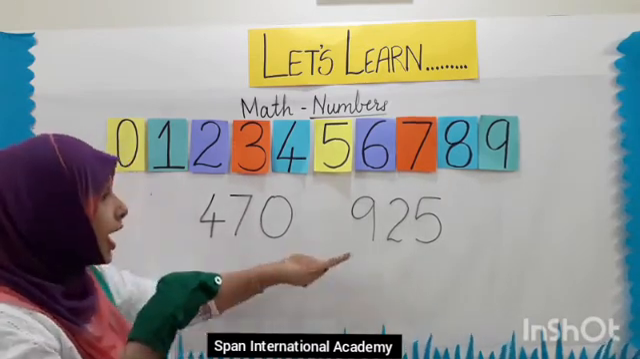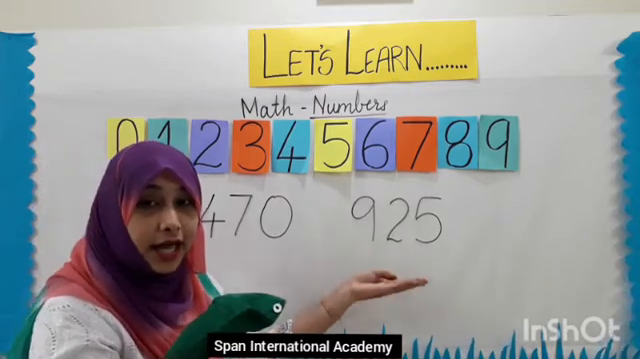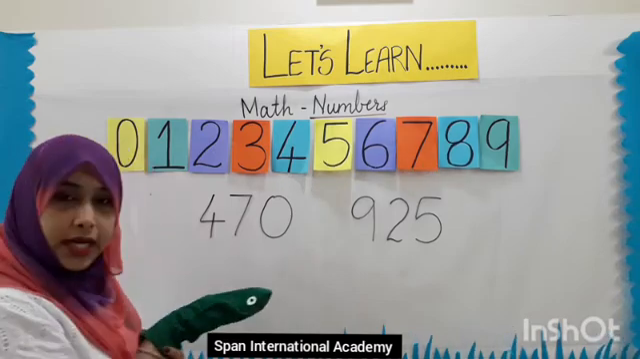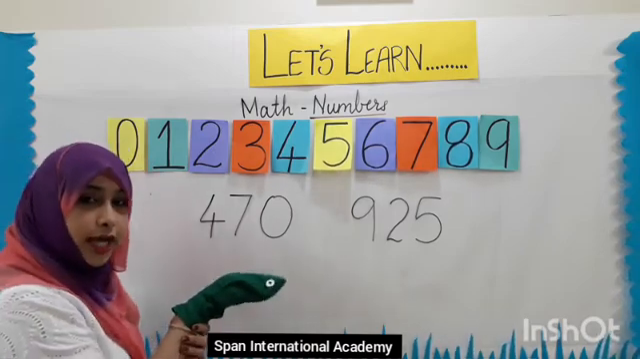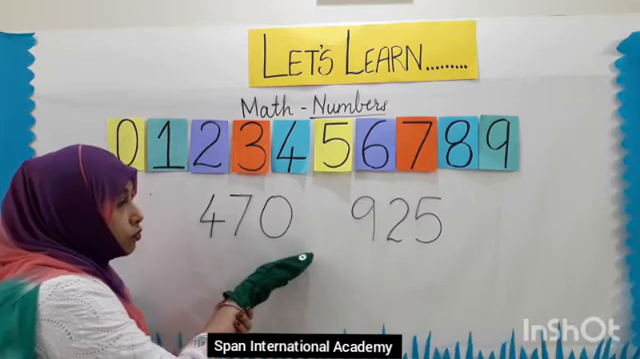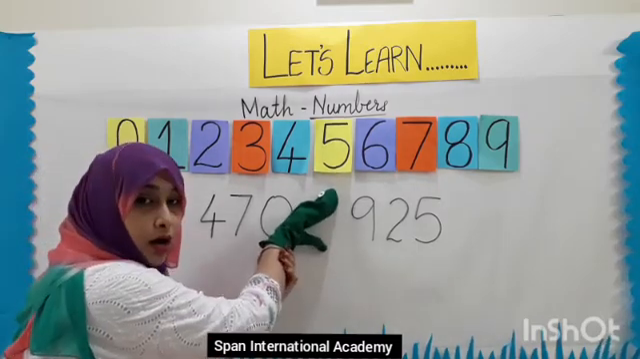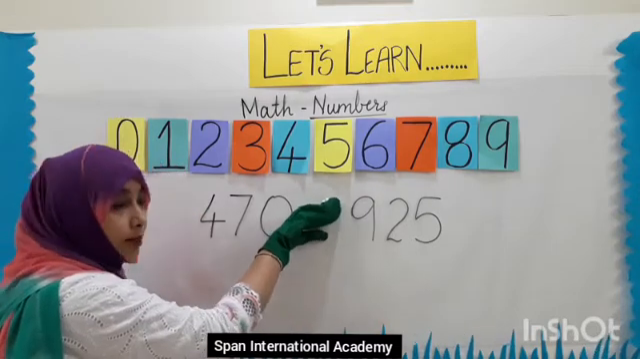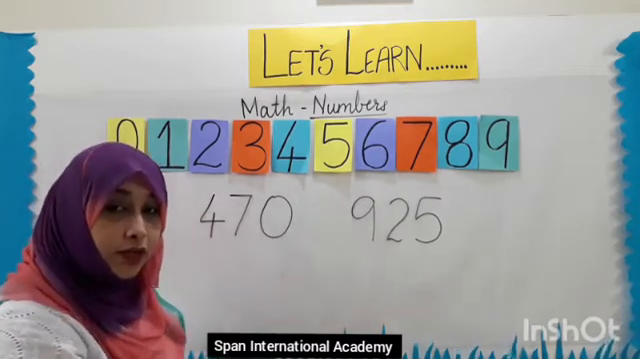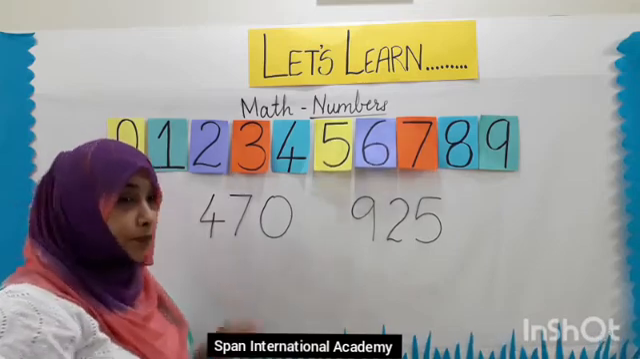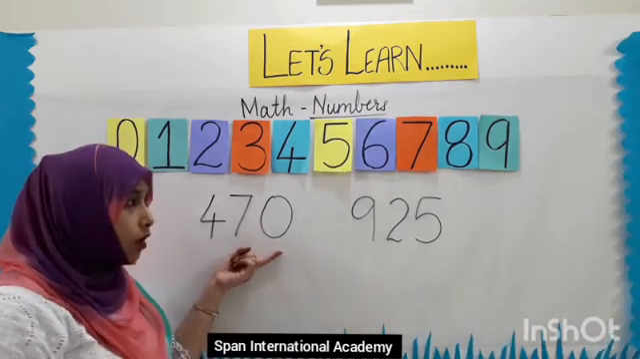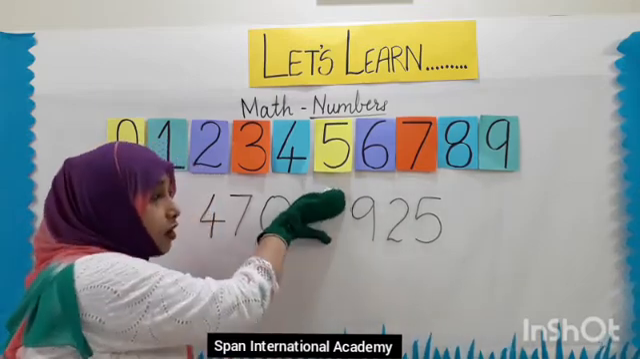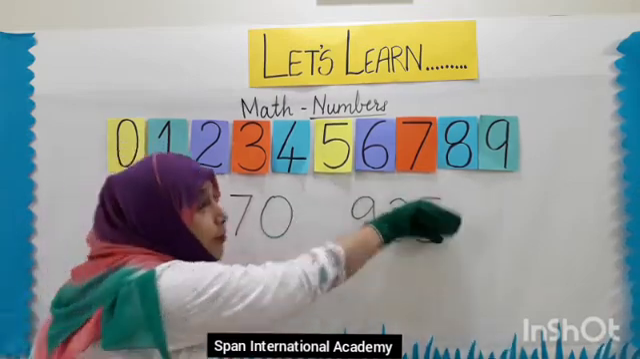470. And the other number is 925. So which is the greatest number? Where should this crocodile go? Oh, should it eat this number? Or the crocodile should eat this number? Which number should the crocodile eat? This number? Yes, you're right. The crocodile will eat this number.